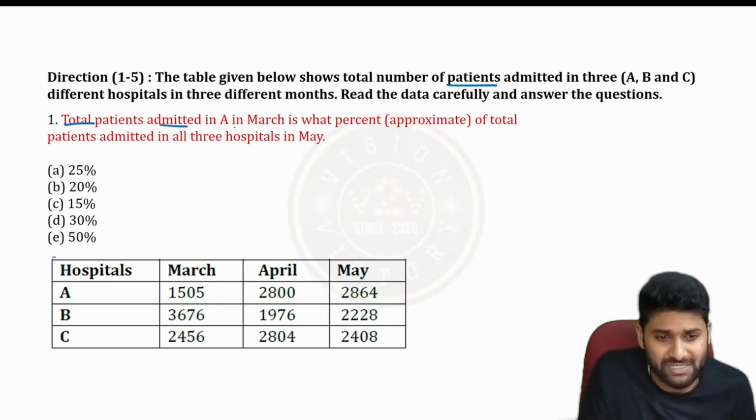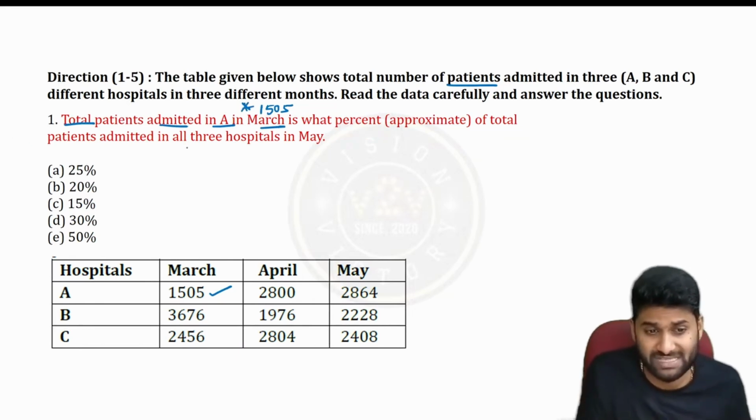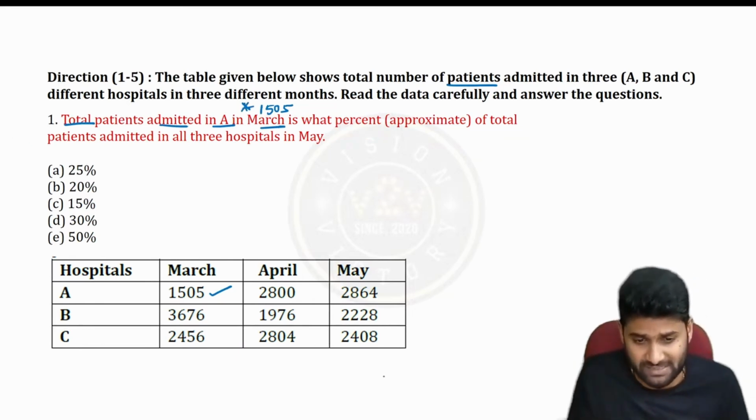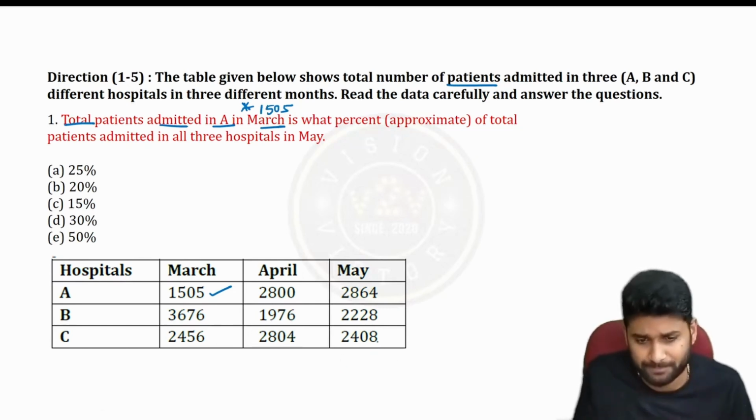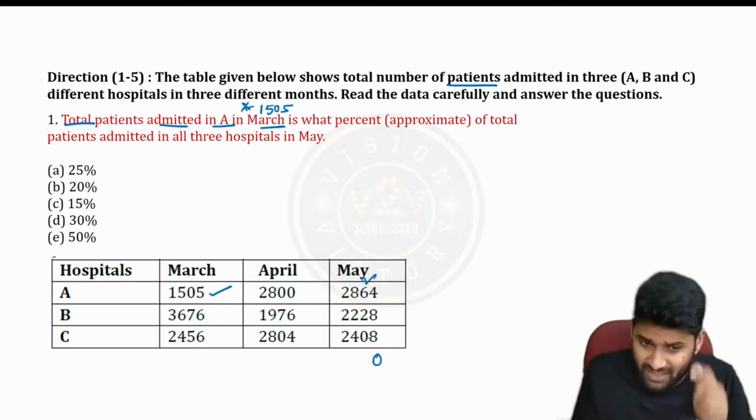Total patients admitted in A in March, guys. A March, how many patients are admitted? It's 1505. What percentage is this of the total patients admitted in all 3 hospitals in May? Now count the total number of patients in the month of May, all the hospitals together. Just calculate the sum of all these values.